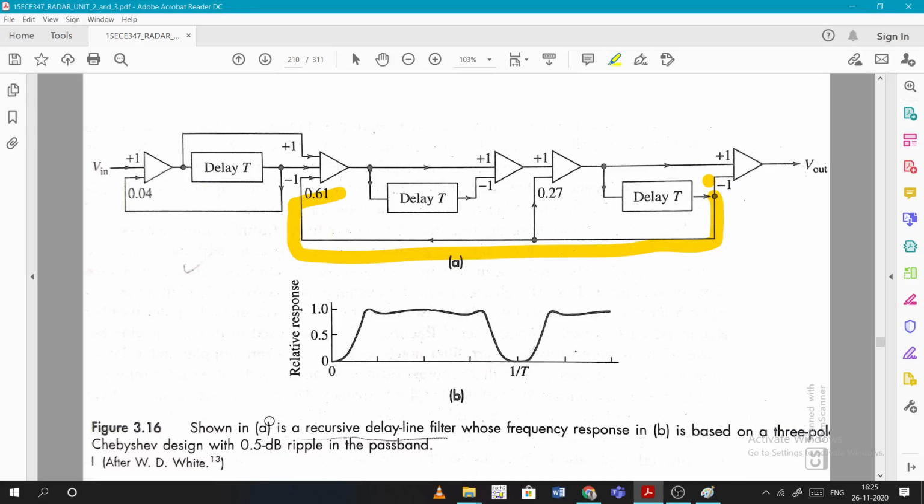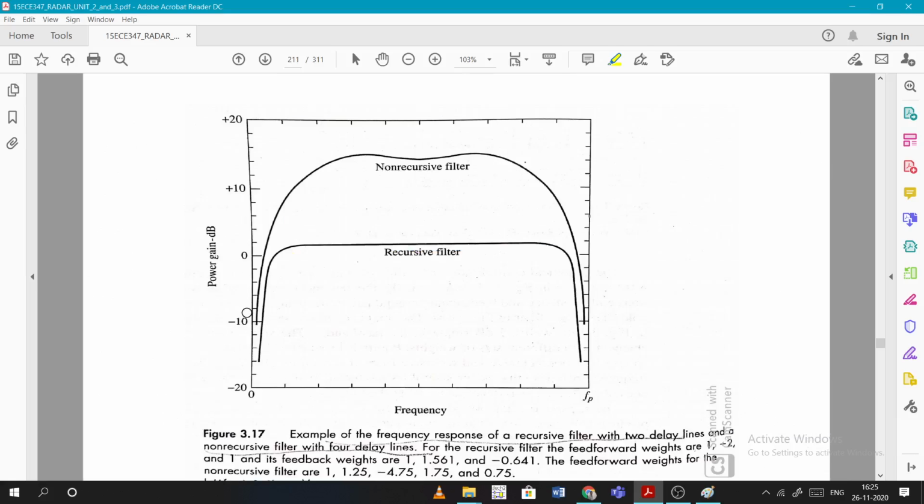Shown in A is a recursive delay line filter with the frequency response. In B, based on 3-pole, zeros and poles are there, like a 3-pole Chebyshev design with 0.5 dB ripple in passband. This is one filter. Now, examples of frequency response of a recursive filter with 2 delay lines and a non-recursive filter with 4 delay lines.